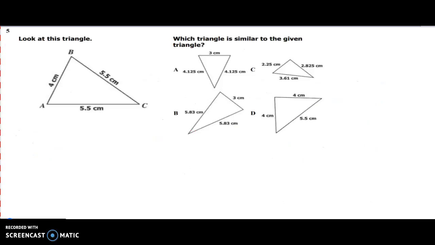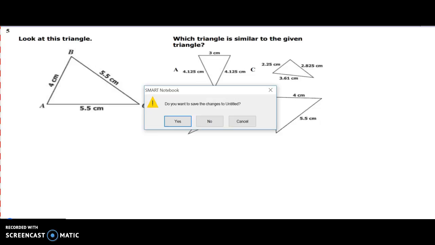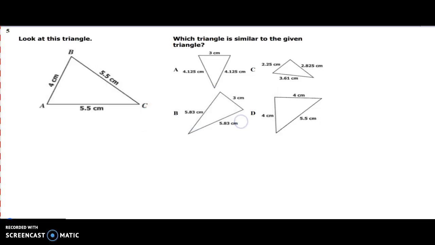For the next one, we've got one triangle and we're trying to figure out exactly which ones are similar to it. So we're looking at the similarity statements that we have. And notice we have two sides here that have exactly the same length. So we need two sides that have the same length. So that one's good. That one's good. This one we can automatically eliminate. And this one's good.